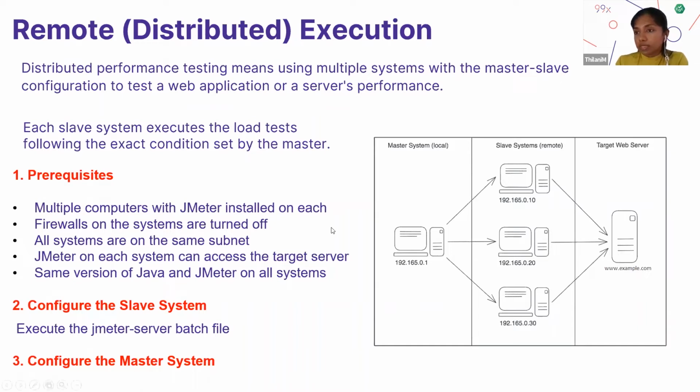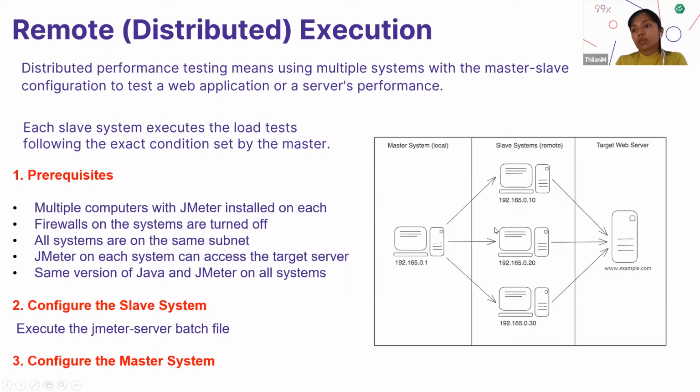And all the systems are on the same subnet. Here you can see in the diagram that I have presented, the slave machines and the master machine have the same subnet. Another thing you have to consider is installing JMeter on each system that can access the target server, and installing the same versions of Java and JMeter on all the systems.